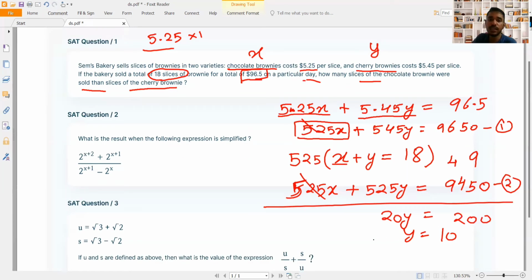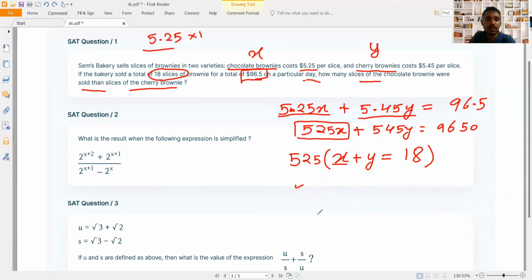So that means I have sold 10 cherry brownies that day. Now, out of 18, 10 are cherry brownies. So how many chocolate brownies? Obviously 8, right? 10 plus 8 gives me 18. So this is how we solve the problem. And it asks how many slices of chocolate brownies were sold compared to slices of cherry brownies. So I would say that 2 fewer chocolate brownies were sold on that day. I hope you understand. Shall we move to the next question? All right.